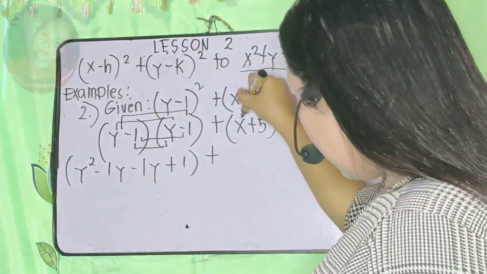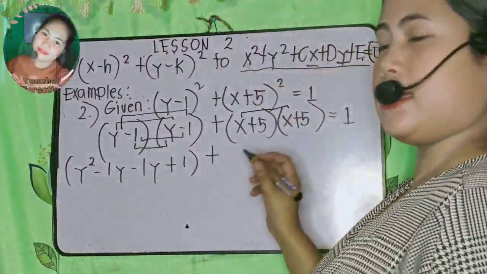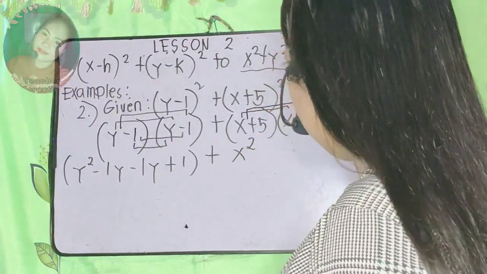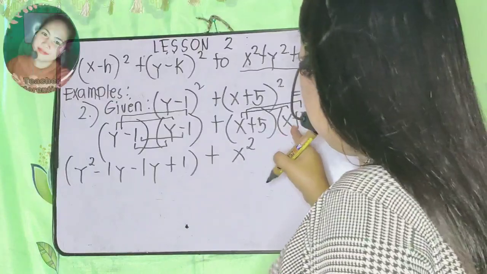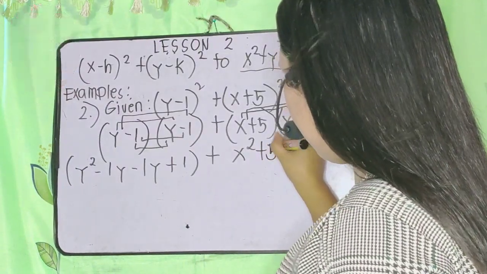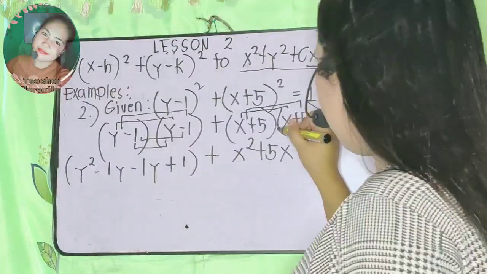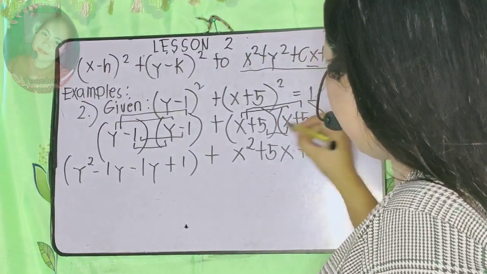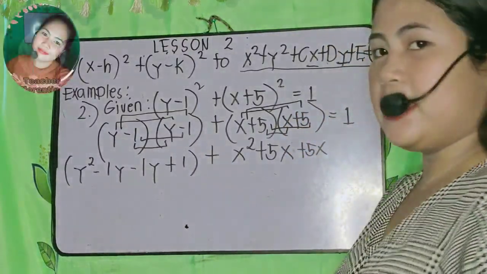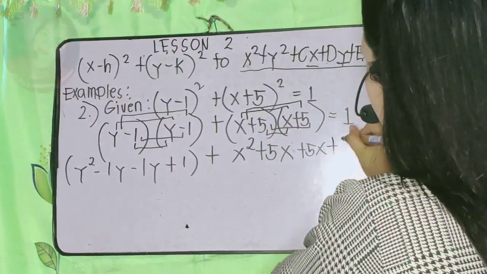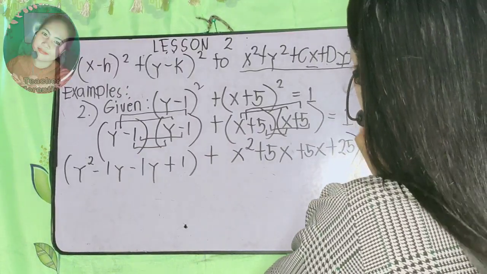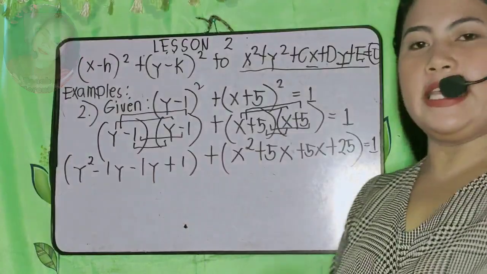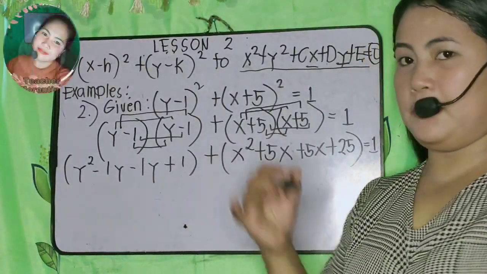Okay. Outer x times x, we have x squared. Then, x times positive 5, since plus, we have plus 5x. Okay? Then, sa inner naman, positive 5 times x, we have positive 5x. Then, positive 5 times positive 5, we have positive 25. Okay, so, yan. Then, equals to 1. Okay? So, that's it. Then, simplify na natin.